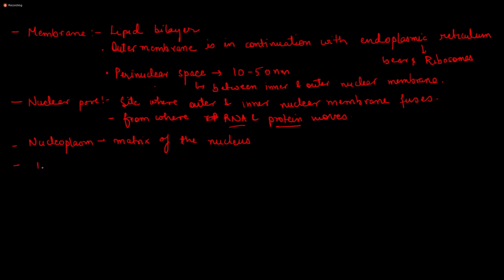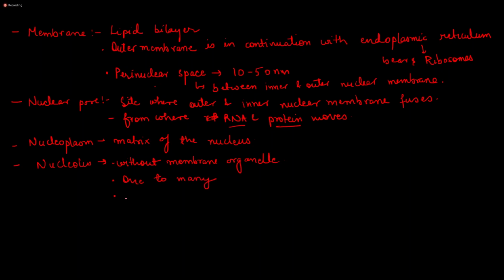Now, the fourth structure that we saw was the nucleolus. What is the nucleolus? It is a without-membrane organelle, so it does not have any membrane. Like ribosomes, which also do not have a membrane. And if we talk about the number of nucleoli, it can be one to many. So the nucleolus number varies in a nucleus.